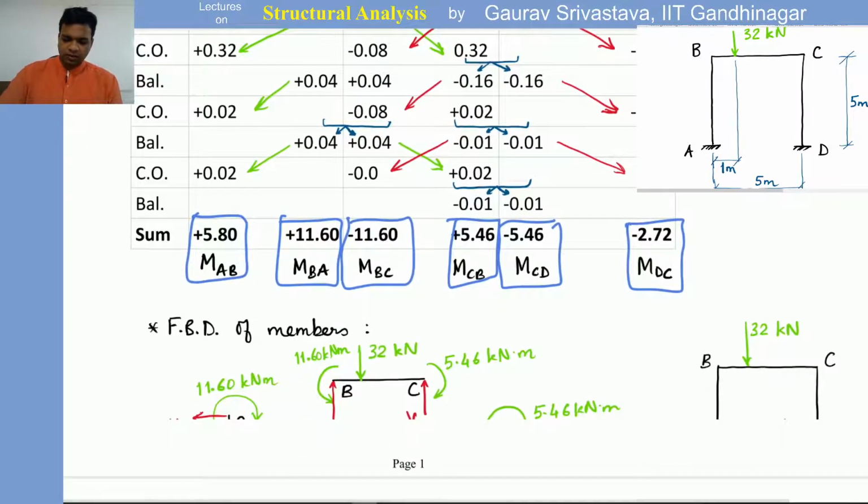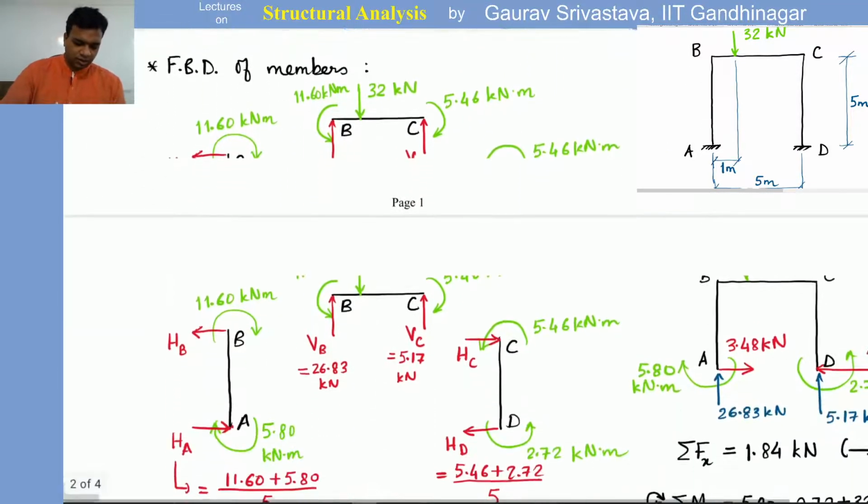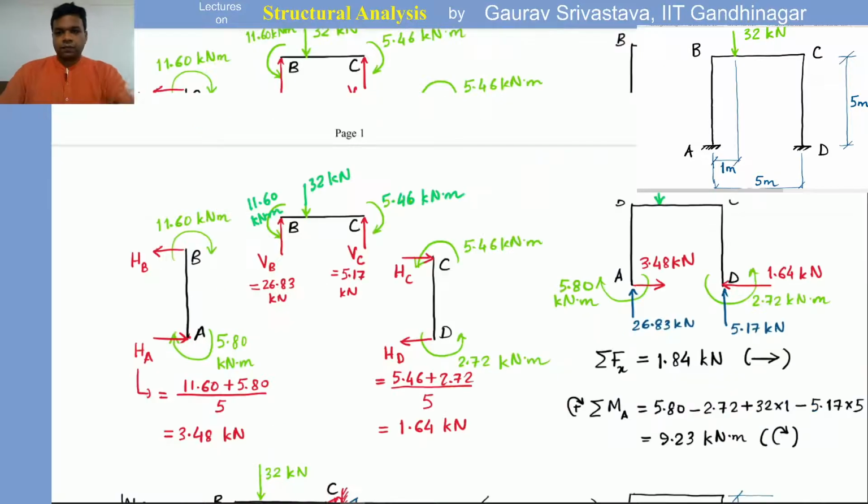Now, once we have found these end moments, assuming the problem to be a non-sway type or a regular type, following the usual procedure, we draw the free body diagrams of all the individual members. So we draw it for AB and we show the moments with their respective orientations, and from there we can calculate.